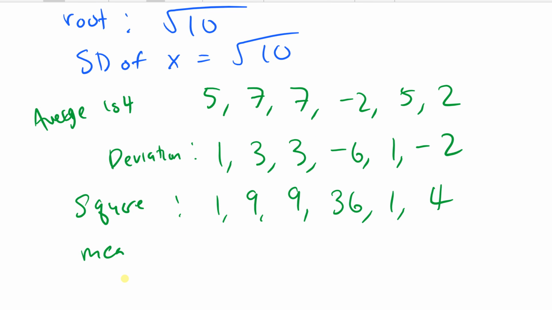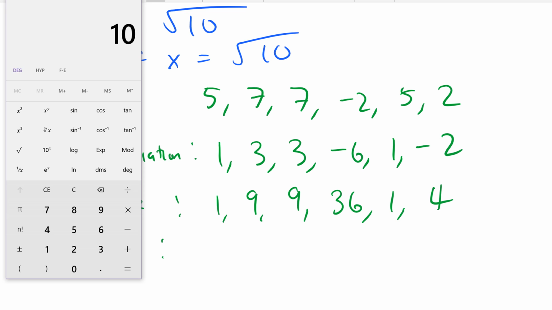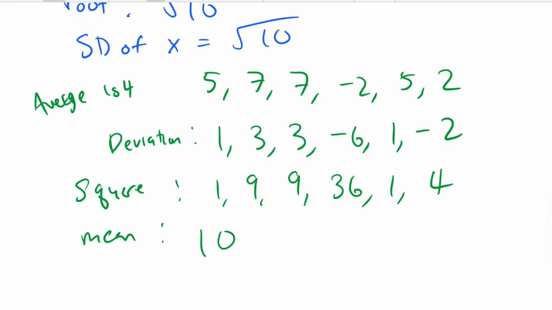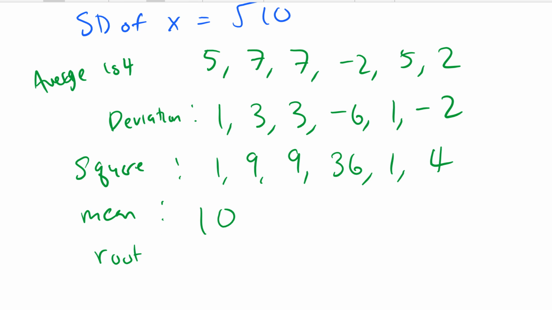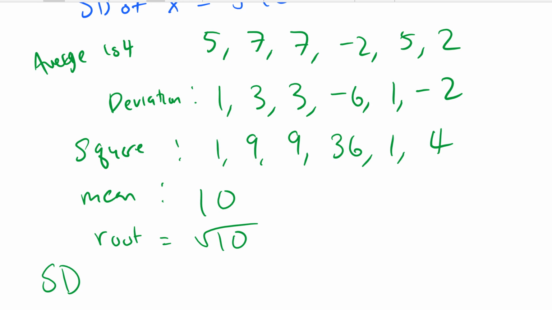Then we want to find the average. Use the calculator. Of 1 plus 9 plus 9 plus 36 plus 1 plus 4. That's 60. Divide that by 6, and we get 10. Take the root, we get the square root of 10. So it turns out in this case, this isn't normal, but in this case the standard deviations of x and y are the same.